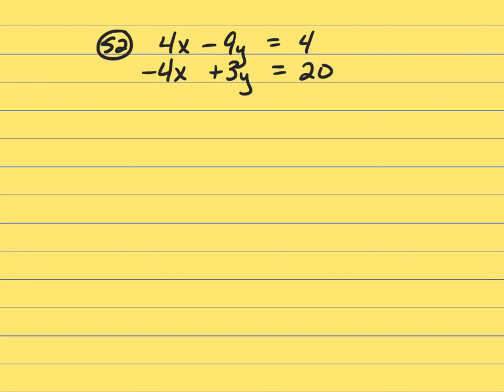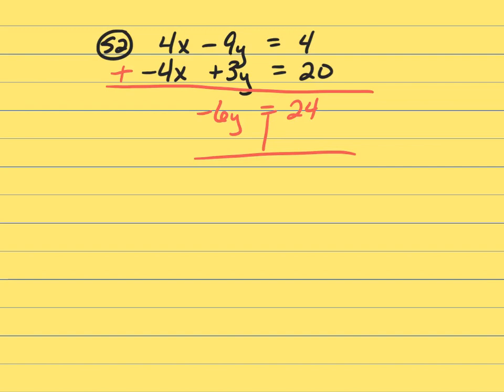Number 52, I'm looking for opposites, and I already have opposites. The x's will cancel each other out. So I'm going to go straight to addition. The x's are gone, and when I add the y's together, I get negative 6y equals 24. Quick upside down t to solve this, and I get y to equal a negative 4.